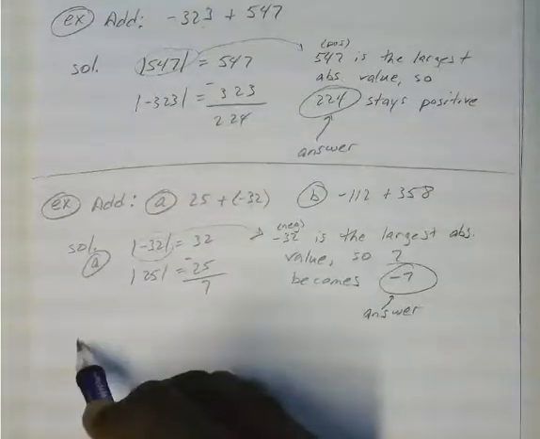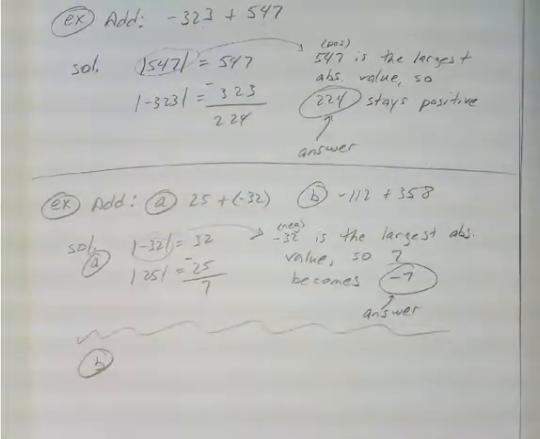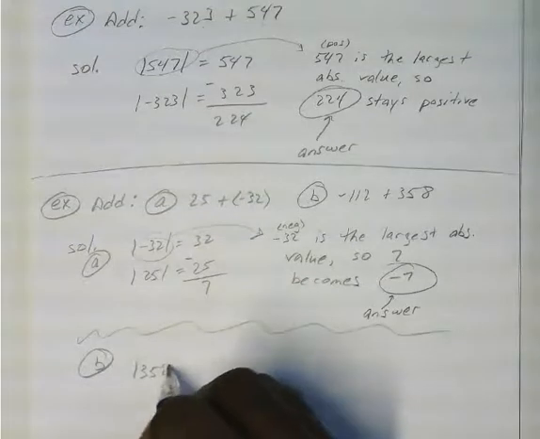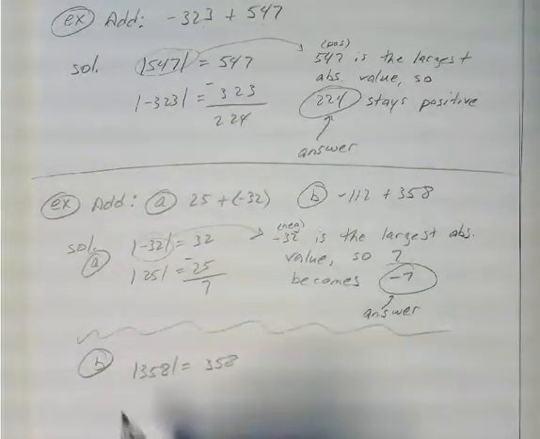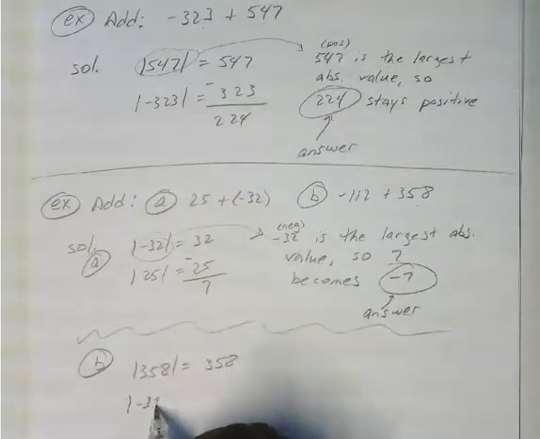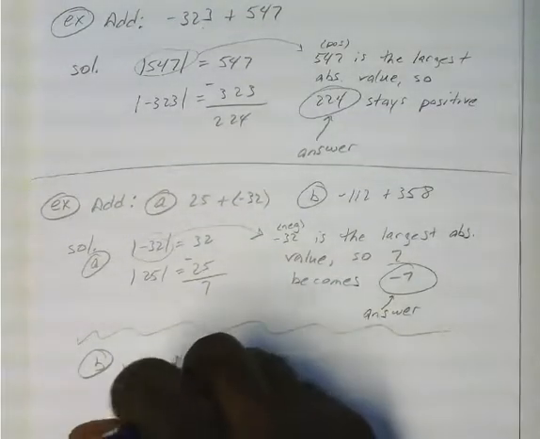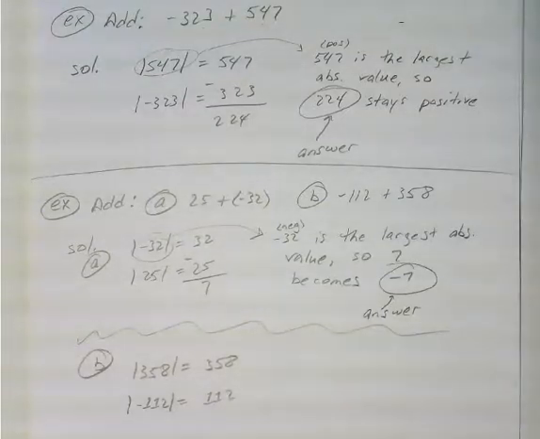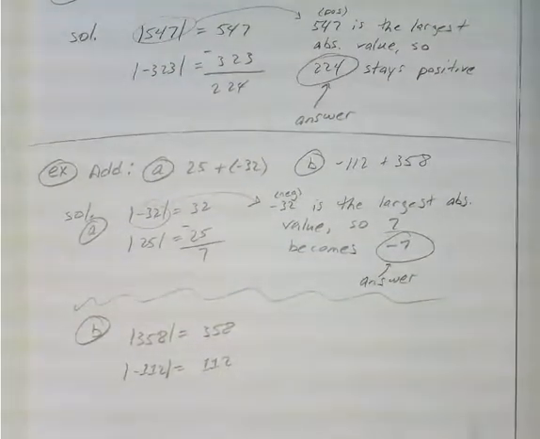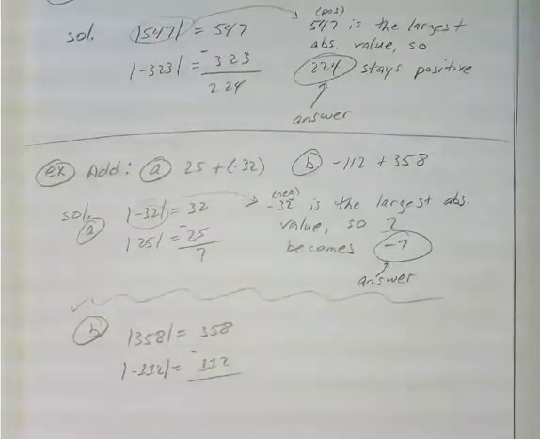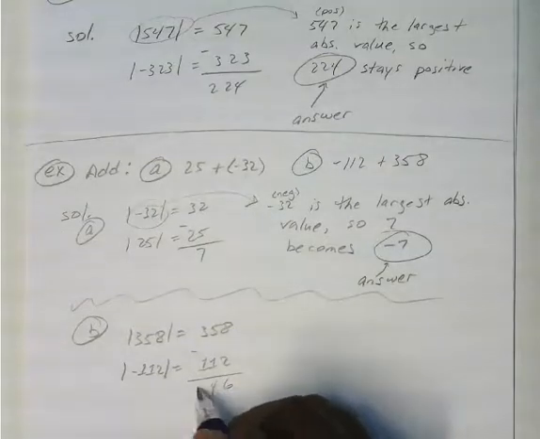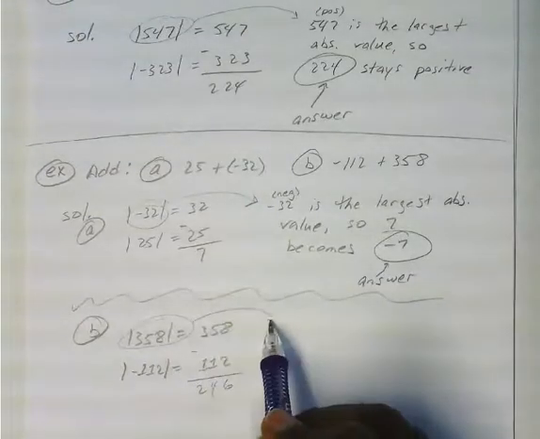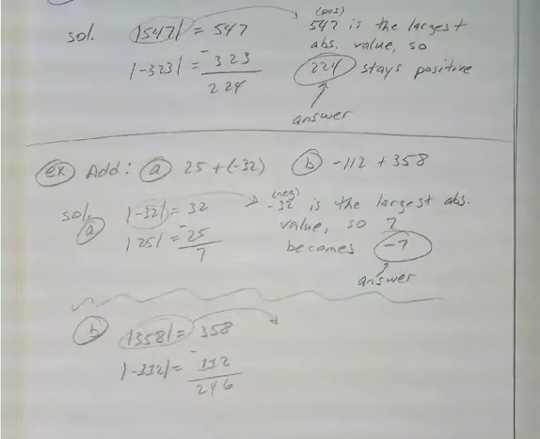Alright, so let's start on question B. The largest absolute value here is 358. So the absolute value of 358 is 358. And the absolute value of negative 112 is just 112. And so we go ahead and subtract those, and we end up with 246. Our largest absolute value is positive, so we know that that's just going to stay positive.